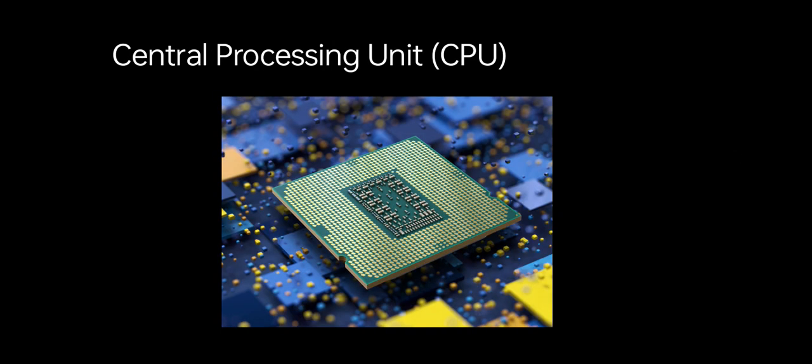Next is the central processing unit. The CPU acts as the computer's brain, carrying out calculations and instructions. It supervises the flow of information throughout the system, interprets and analyzes data, and commands other hardware parts.